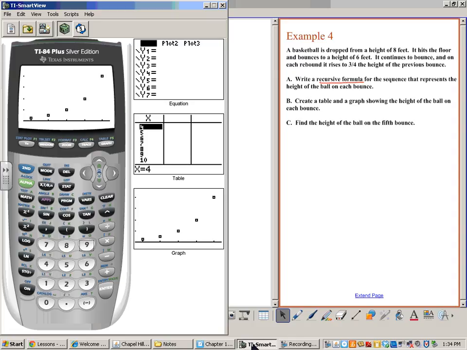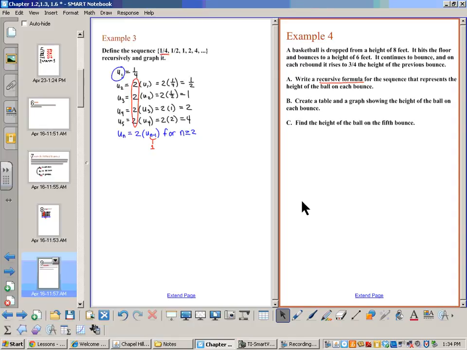So on your calculators, or actually first, let's go back here and come up with a recursive formula for this. When we're talking about part A, it pretty much tells us it's going to rise only 3/4 of the height of the previous bounce. So when we're coming up with our recursive formula, we're going to start with a_0, it's at 8 feet. After no bounces, it's at 8 feet. So we're going to start out with 0 this time instead of on 1. So that's one thing you need to remember.